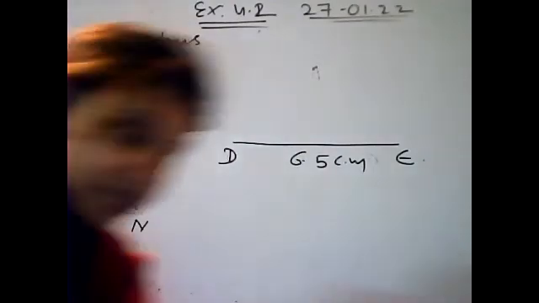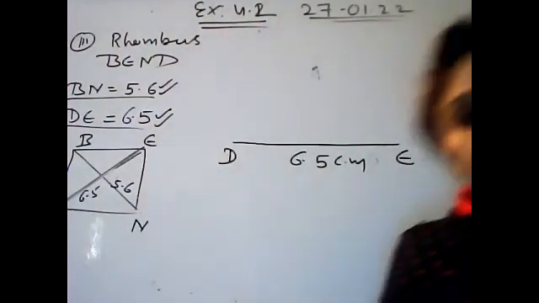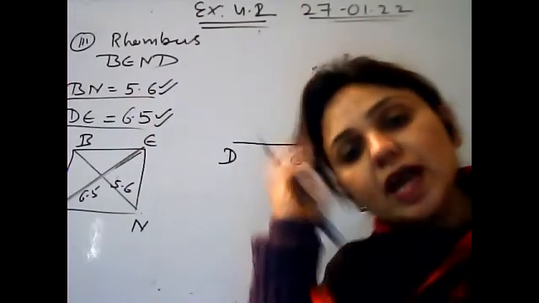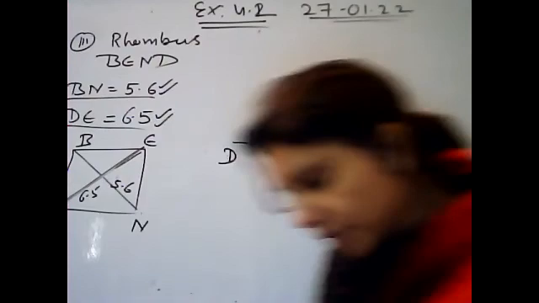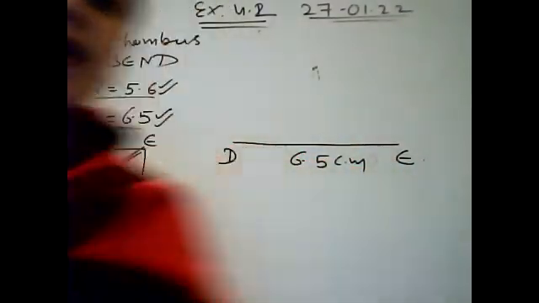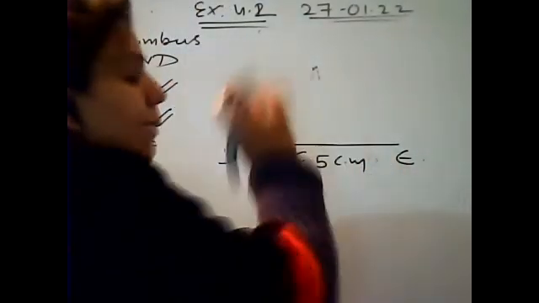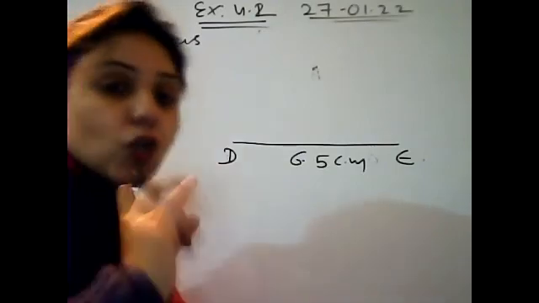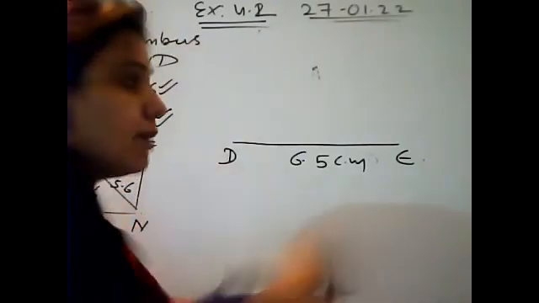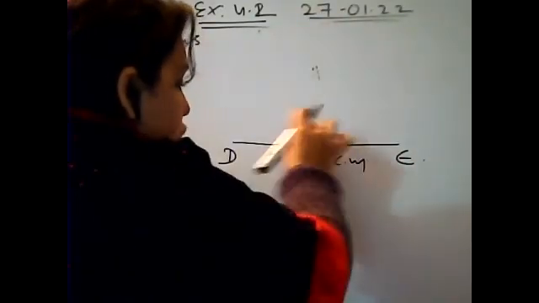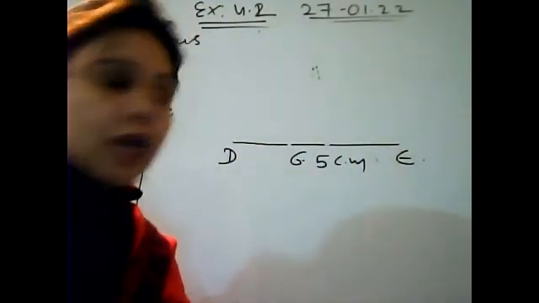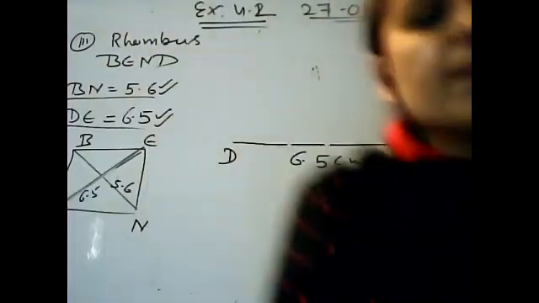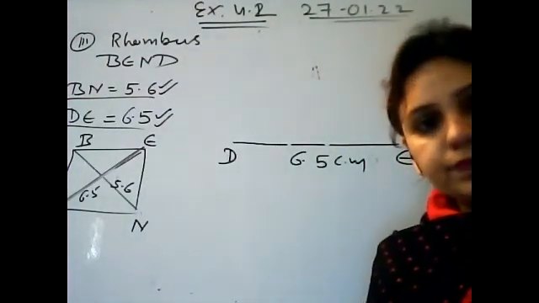Diagonals bisect each other at 90 degrees. हमें पता है कि रोम्बस के डायगोनल्स 90 डिग्री पे बाइसेक्ट करते हैं. इसका मतलब ये हुआ कि हमें सबसे पहले यहाँ पे इसका एक परपेंडिकुलर बाइसेक्टर बना लेना चाहिए, क्योंकि परपेंडिकुलर बाइसेक्टर बनाने से हमारे पास एक ऐसी लाइन आ जाएगी जो 90 डिग्री पे भी मीट करेगी और जो इसको बाइसेक्ट भी करेगी. And you know how to draw a perpendicular bisector of a line segment.